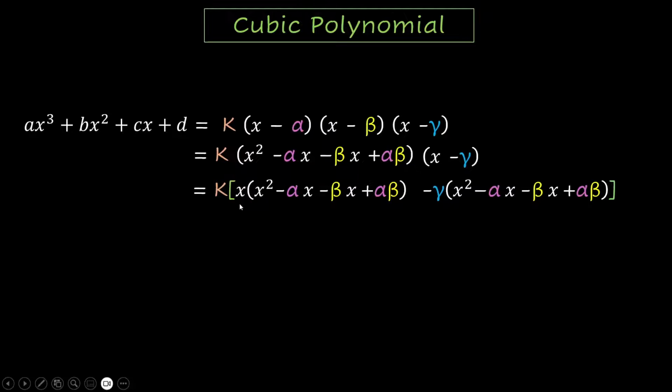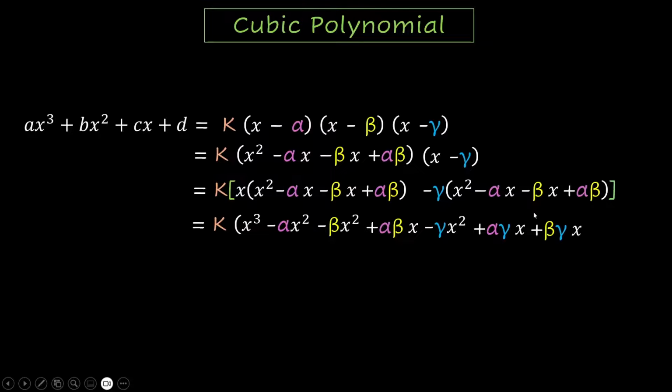Let us multiply k. This is x cubed minus alpha x squared minus beta x squared plus alpha beta x minus gamma x squared plus alpha gamma x plus beta gamma x minus alpha beta gamma.